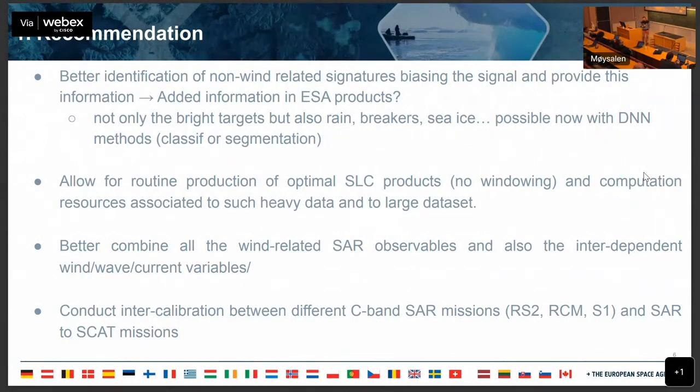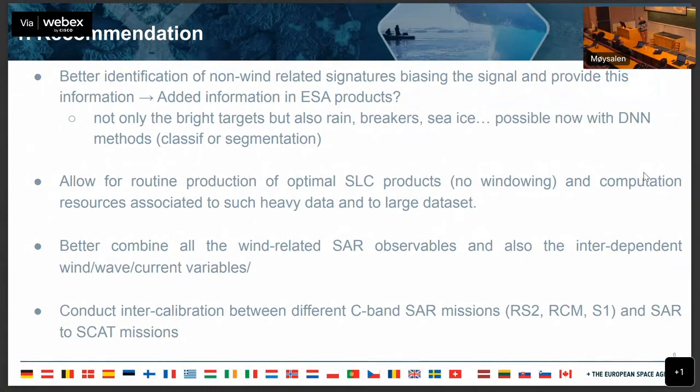Also, there was a lot of motivation in having access to a better identification of non-wind related signatures. It's been widely discussed whether it comes from the classification, whether it comes from the segmentation. There is already a bit of it in the ESA level 2 products. For instance, there's the bright target, a bit of sea ice, which could, of course, be improved. But we've talked about a lot of it in the methods session, and this would really benefit this product. This could be included inside in a way. So that's to be thought of.